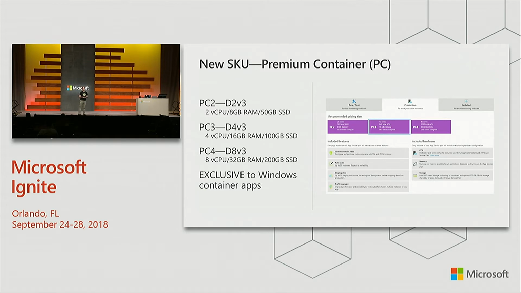PC2 offers 2 CPU and 8 gig of RAM with 50 gig local storage. And it's the local storage that's key for how many containers you're going to put onto one of those instances, because that's where your container is hosted. It's hosted on the SSD. So we go all the way up to a PC4, which is an 8-core and 32 gig of RAM with a 200 gig SSD. These are exclusive to Windows Container Apps. No other type of applications on Azure App Service can be deployed onto this SKU. It is purely for Windows Container Apps.